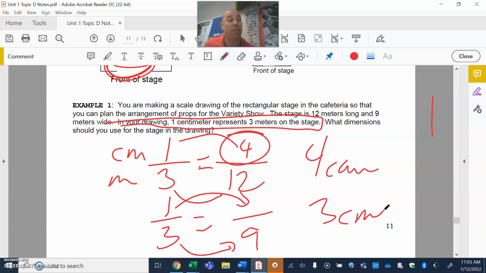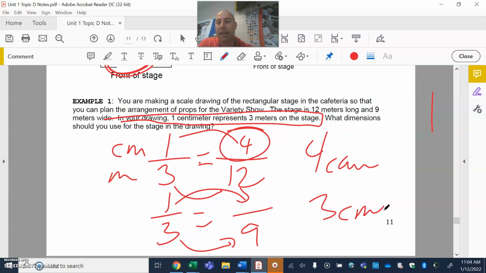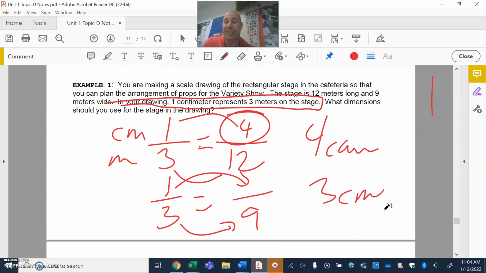Some will be very straightforward and basic like that. Some a little bit more intricate depending on what the scale actually is. But yeah, people, that's it. That's what we're going for.